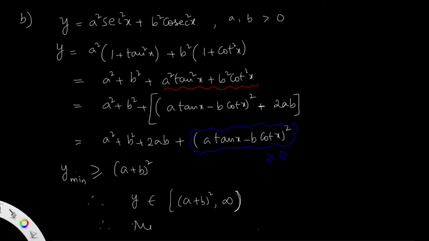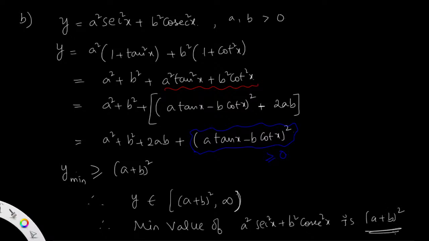Only the minimum value they will ask, the maximum value is always infinity. Therefore the minimum value of the function a square secant square x plus b square cosecant square x is always a plus b whole square. So this is the value. Therefore you have to remember these common minimum values.